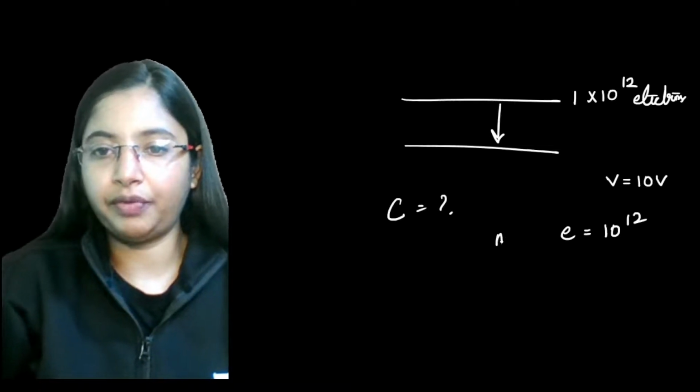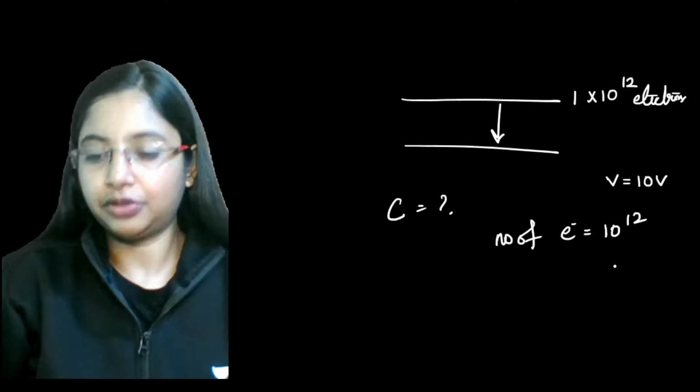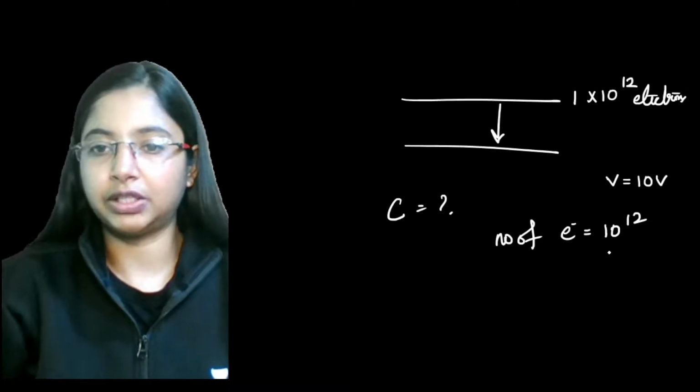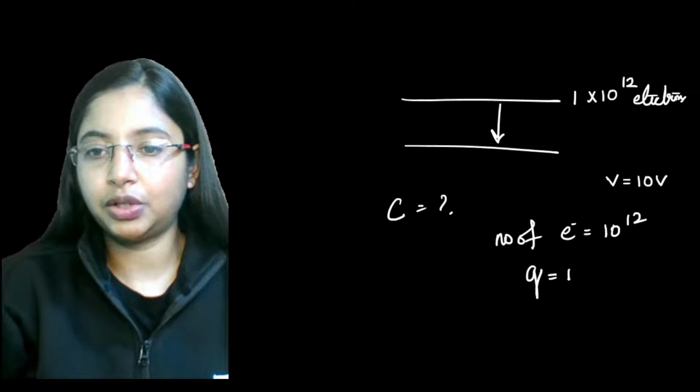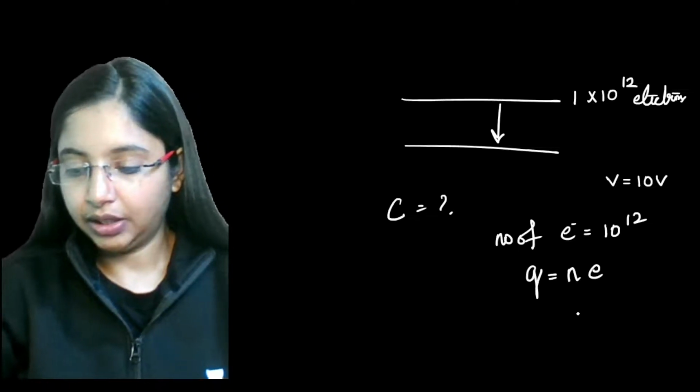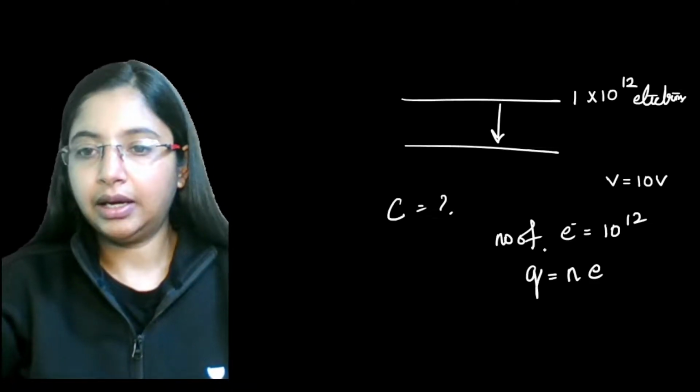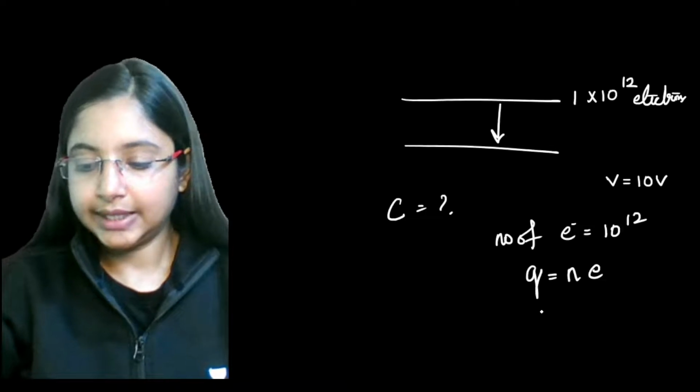That is the number of electrons given, how many electrons are transferred. So what will be the total charge that is transferred? You can use Q is equal to N into E. Okay, then Q is equal to, it's a conductor.